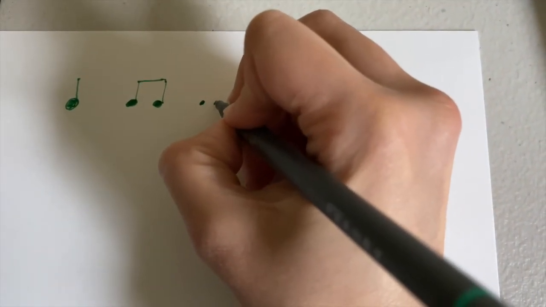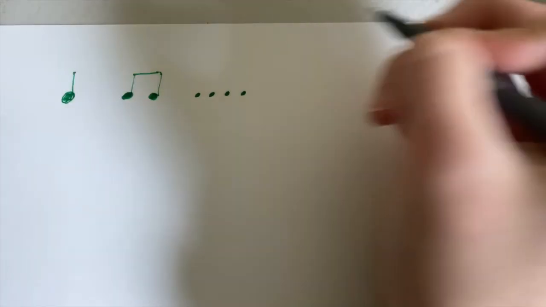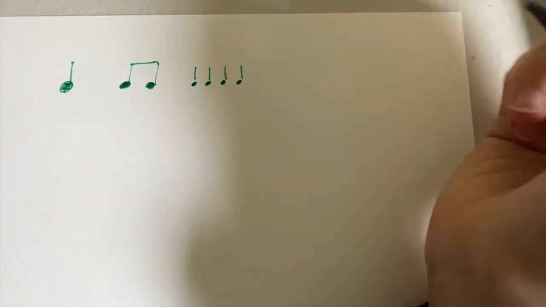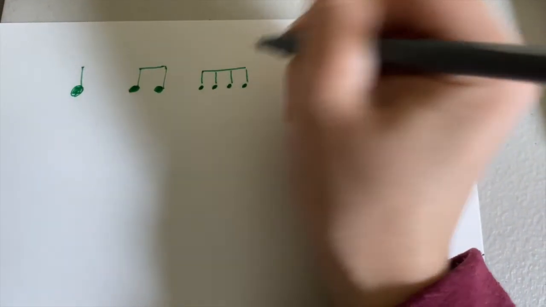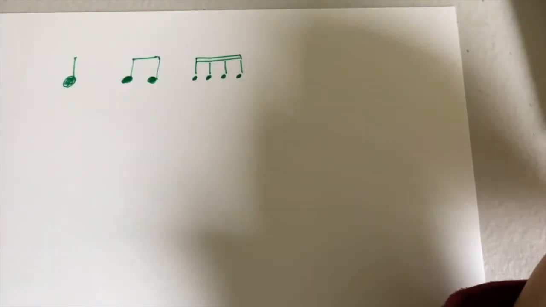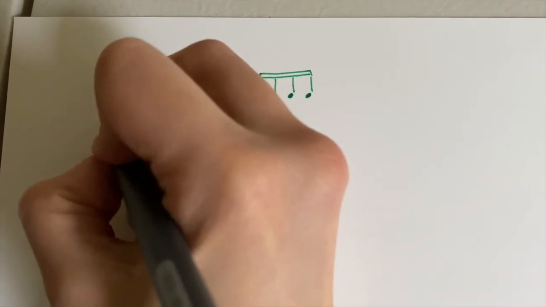Next, we're going to do our 16th notes. I'm just doing 4 little dots next to each other, adding 4 little stems, and then I'm going to draw one long line to connect all 4, and then another line on top of it. You need to have the double line, otherwise it doesn't make it 16th notes.